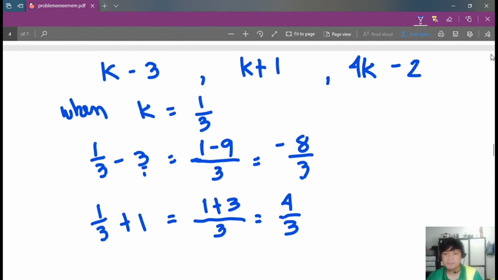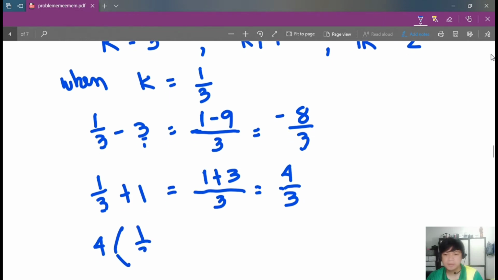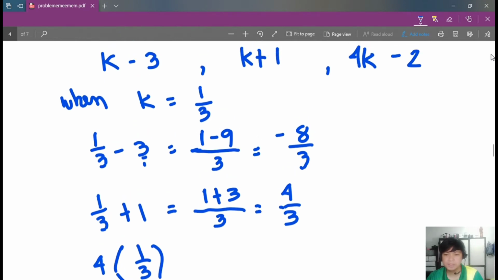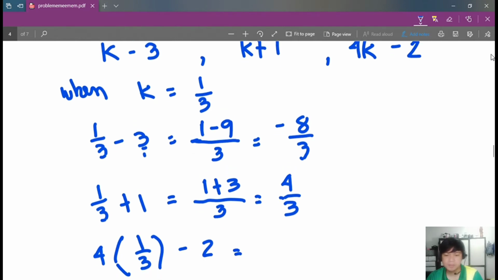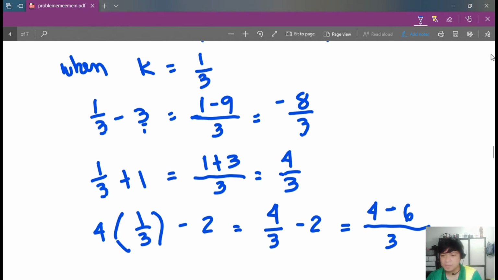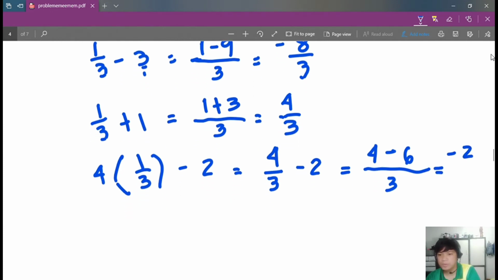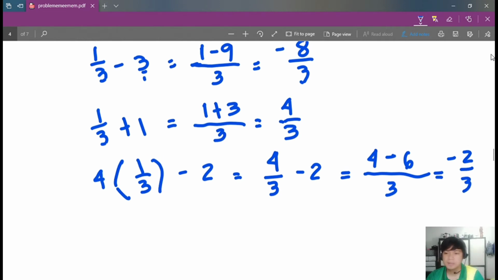And the last term, that is 4 times 1/3 minus 2. So 4 times 1 is 4 over 3. 4 over 3 minus 2 equals. The LCD is 3. So 3 divided by 1 is 3 times 2, which is 6. So 4 minus 6 is negative 2/3. Okay, that is our sequence.